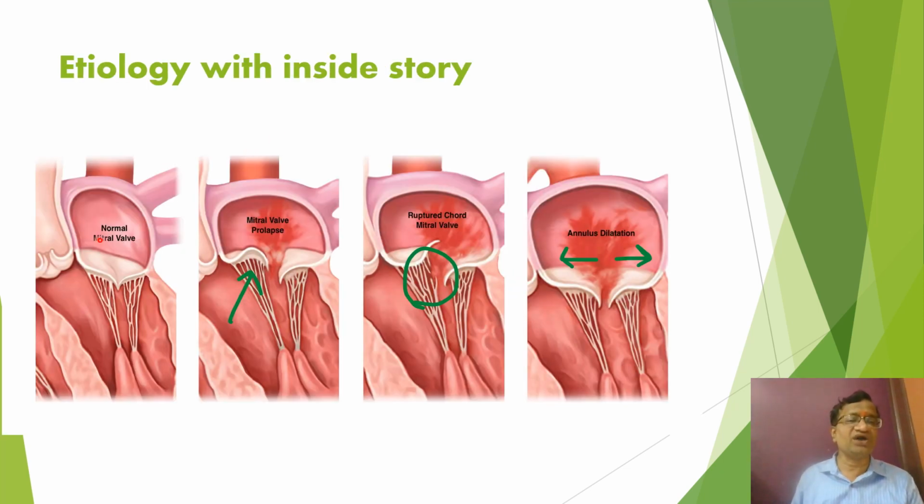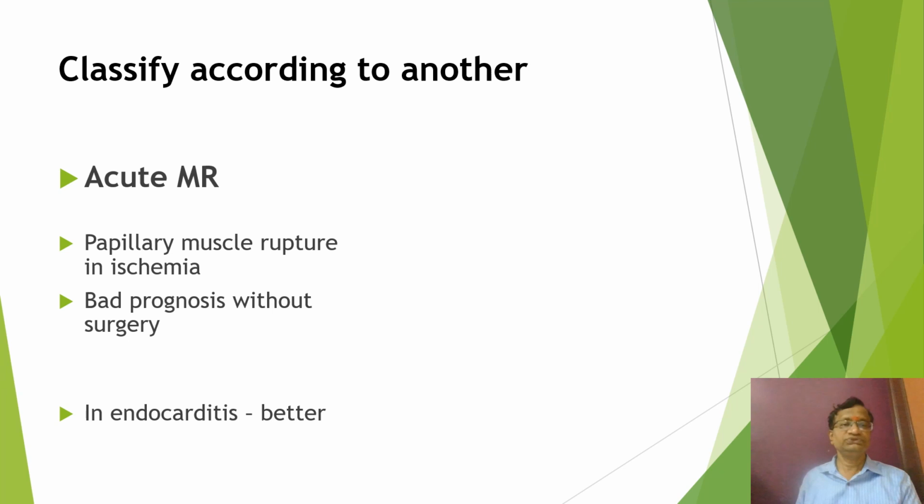Now you see normal mitral valve is like this. And this is a mitral valve prolapse, the ruptured chordae tendineae, and the whole thing is dilated. Here you can see the mitral annular dilatation. This mitral regurgitation can also be classified. What we have done is primary and secondary.